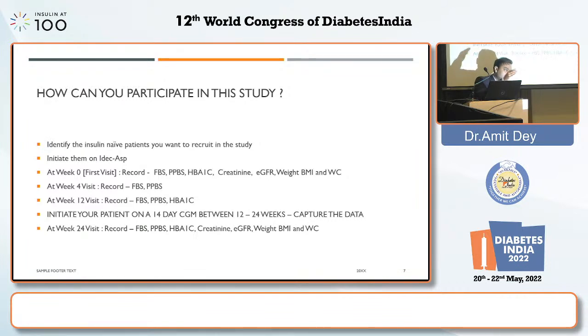Thereafter, we'll decide on a window period that can be 12 to 18 weeks, it can be 12 to 24 weeks, or it can be 18 to 24 weeks. We can have a consensus on that, and we initiate that patient on a CGM somewhere between this 12 to 24 weeks. It won't be uniform for everybody because everybody won't be getting their patients to follow up at the same time. And then you capture the data. And again, at the end of 24 weeks, you call back the patient and you record all the vitals again. So you look at their blood profiles, you look at their anthropometric data, and you record them.